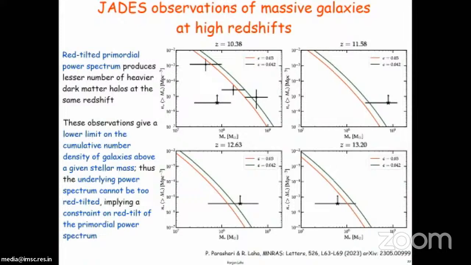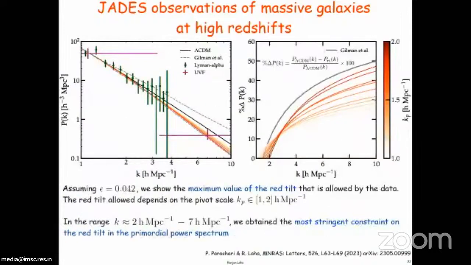Suppose I make the power spectrum red tilted, then the line will go like this, say for example, like this. If I just make it crazy, that is not allowed. We have seen galaxies at redshift 13 now, so you cannot do it, right? So using this, we realize we can actually put a constraint on the red tilt of the power spectrum, a region which is probably something new. And this is the result. Again, this is the Gilman et al. plot. This is a busy plot.